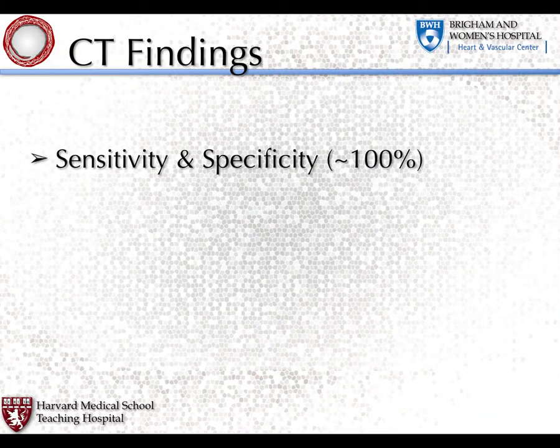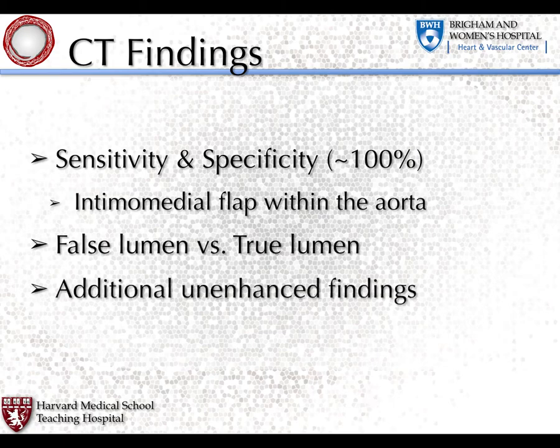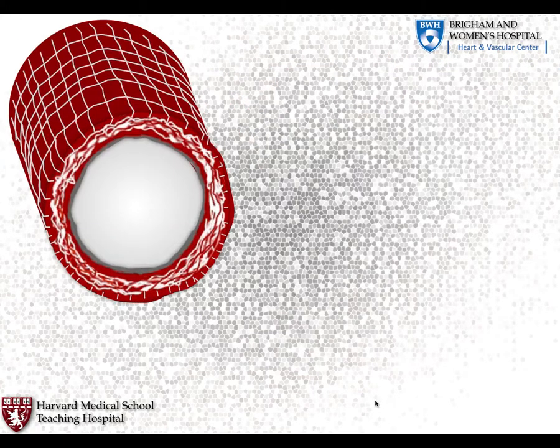If we look at sensitivity and specificity of CT findings, they approach 100%. We're looking directly for the flap within the aorta. We'll talk about false lumen versus true lumen and additional unenhanced features. First, let's review the anatomy. So the intima is only 1 or 2 cell layers thick. So whenever we describe the visualization of a flap, it has to involve more than intima, otherwise we wouldn't be able to see it. So it's an intimomedial flap.